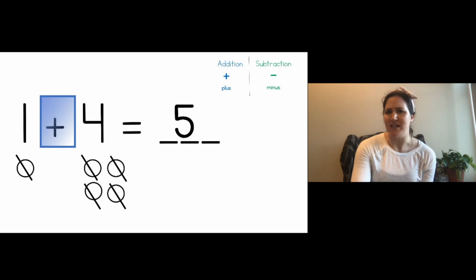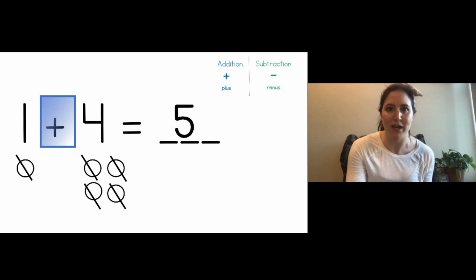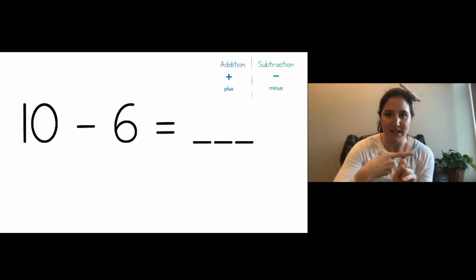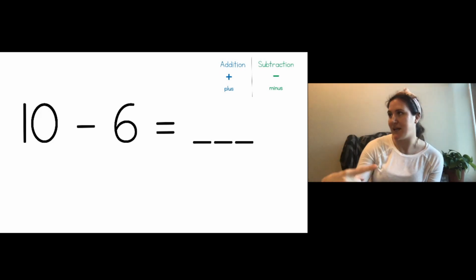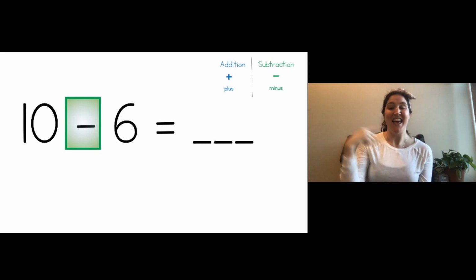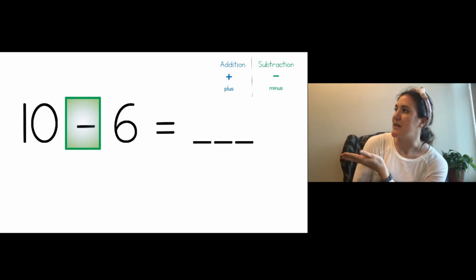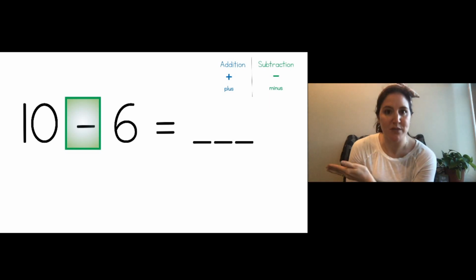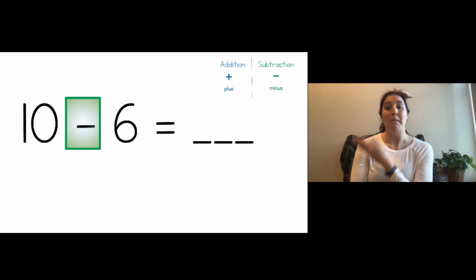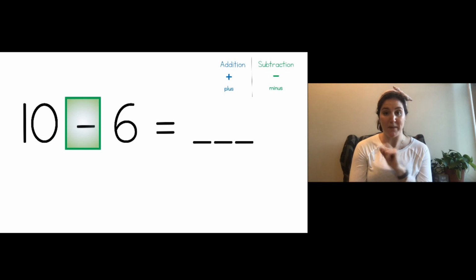Let's see what the next one is, if we're adding or subtracting. Don't get tricked. Okay, let's get started. So first, do you see the plus sign or the minus sign? What is it? Yeah, it's the minus sign. So let's read our number sentence together. 10 minus 6 equals. That's what you need to write on your piece of paper. Write it right now. 10 minus 6 equals.